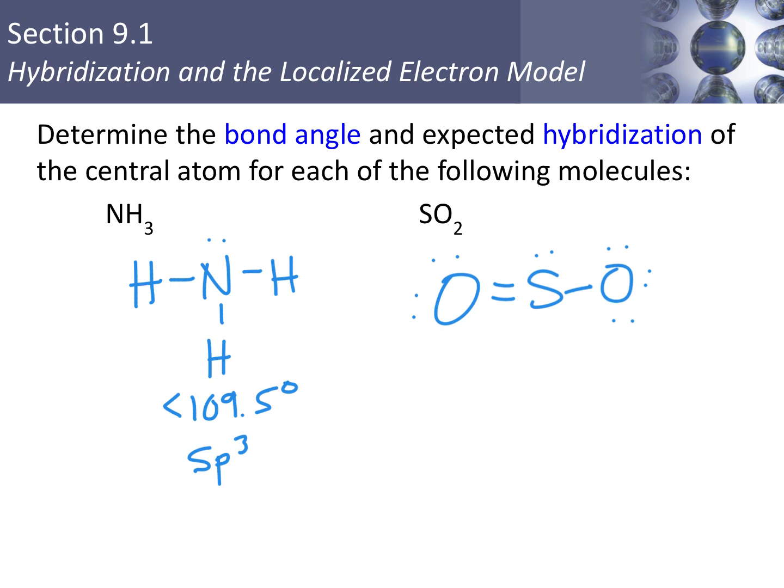For the SO2, this is sulfur dioxide. I drew only one of the resonance structures. That's all we really need for this. This is a trigonal planar geometry with a bent or angular shape. The bond angle would be about 120 degrees, maybe a little bit less due to that electron pair repulsion. And since this is trigonal planar, the orbital hybridization would be sp2 on the sulfur.